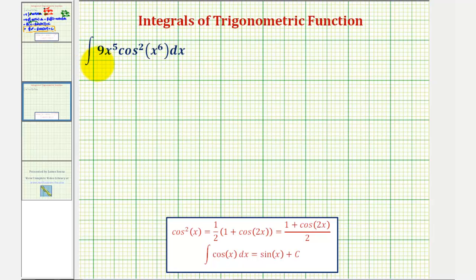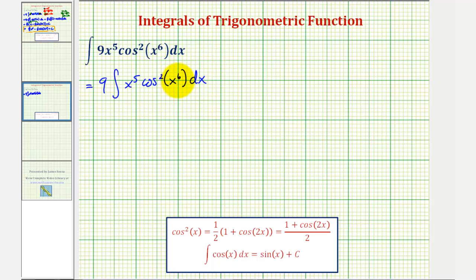We want to find the antiderivative or evaluate the indefinite integral. Let's begin by factoring out the 9 and write this as 9 times the integral of x to the 5th cosine squared x to the 6th dx.